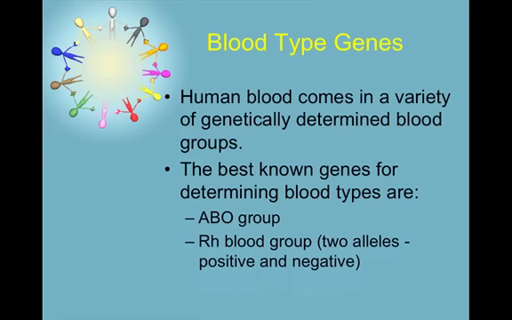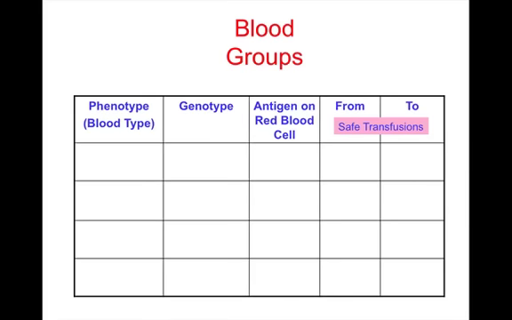There are two alleles that go along with this, and they can either be positive or negative. So that's where you get your A positive, A negative, etc. Rh positive is dominant, and Rh negative is recessive. So let's learn a little bit more about these blood groups, and we're going to fill in a particular chart. You'll notice at the top there's phenotype, genotype, antigen on red blood cell, and then transfusions. So we'll start with blood type A.